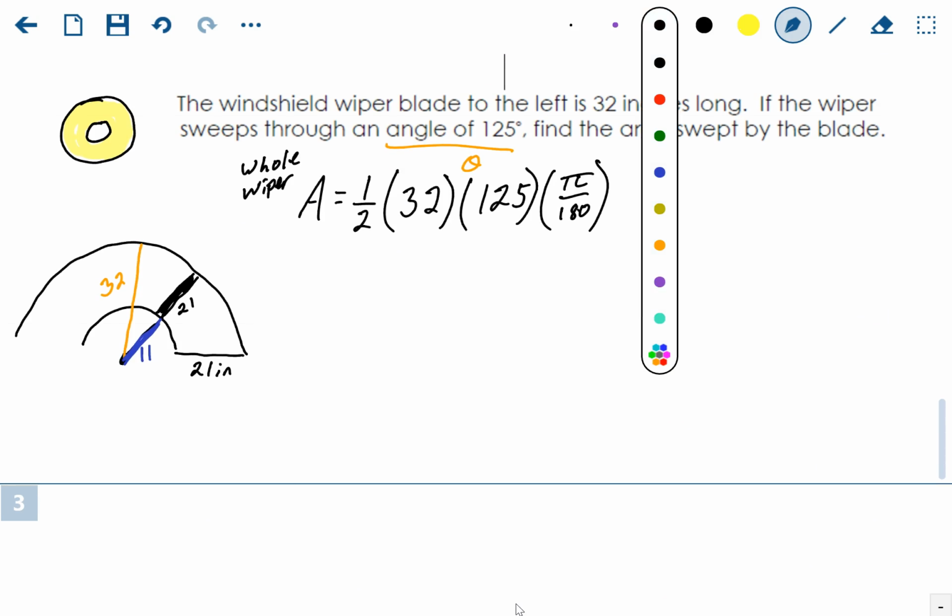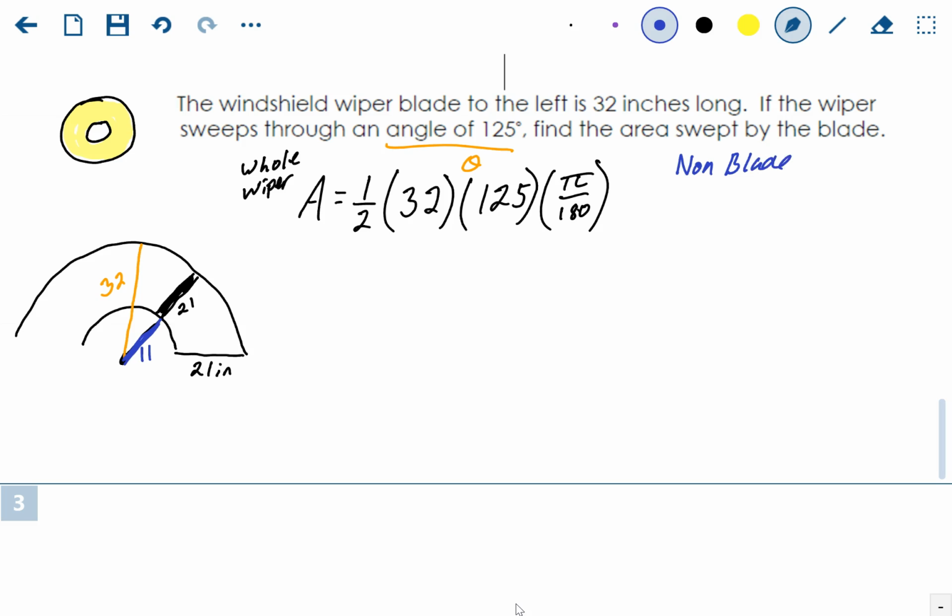All right, the second area we're going to have to find is the area of the part that doesn't touch the windshield, the non-blade. So that area is going to equal, again, everything stays the same, 1/2, except for the radius. The radius of that part is only 11. 11 times 125 times pi over 180.